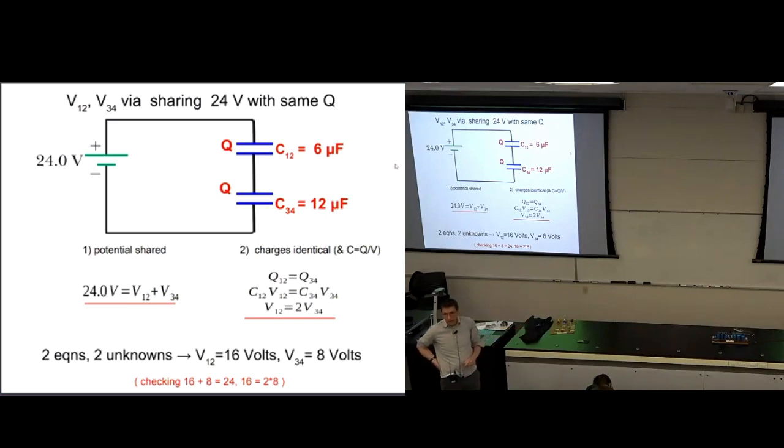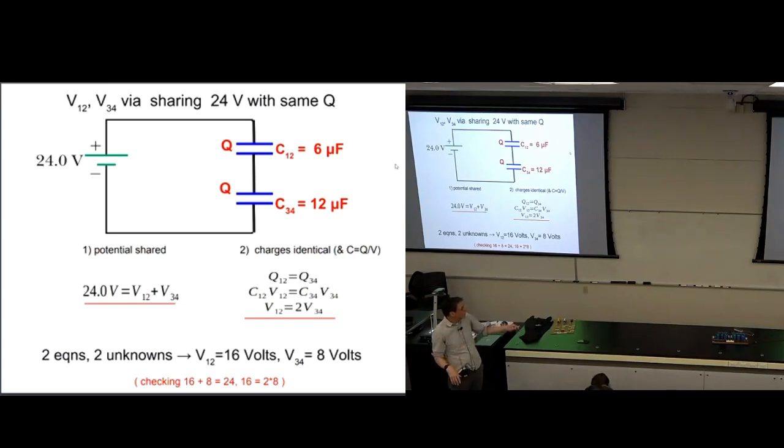If you're a mathematician, you recognize there are two equations, two unknowns, so you can obviously solve them. But if you've just got common sense, you can also solve it. V12 is twice as big as V34. What two numbers, where one is twice as big as the other, could add up to 24? Well, I've got the answer. 8 and 16. 16 is twice as big as 8, and 16 plus 8 adds up to 24.